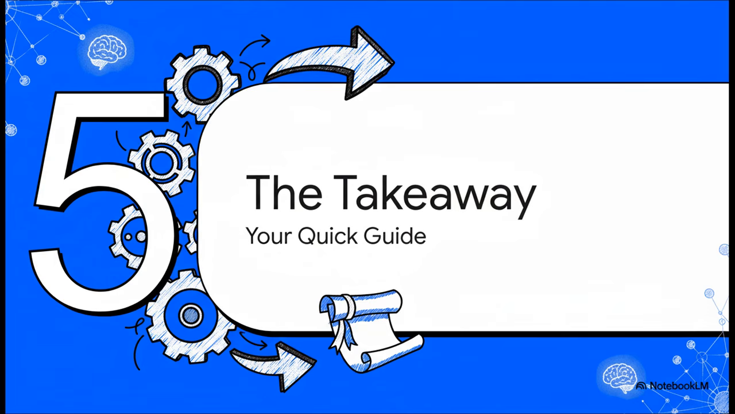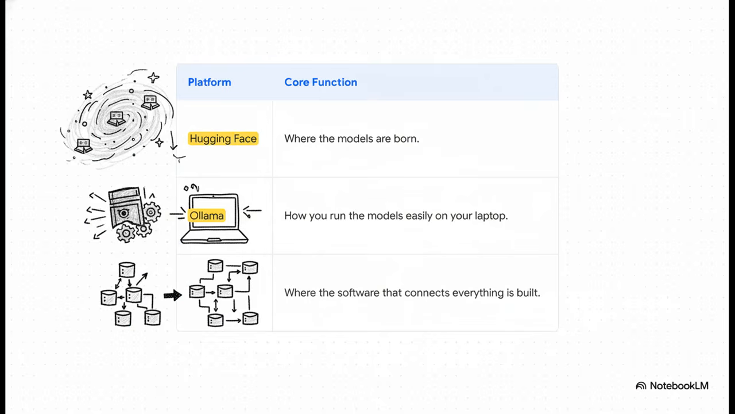Okay, so let's boil this all down and lock it in. Think of this next part as your quick and dirty cheat sheet. It really is this simple. Hugging Face, that's the birthplace, where the models are born. Ollama, that's how you actually run those models, super easily, right on your own laptop. And GitHub, that's where you find all the cool software that's built to tie everything together.